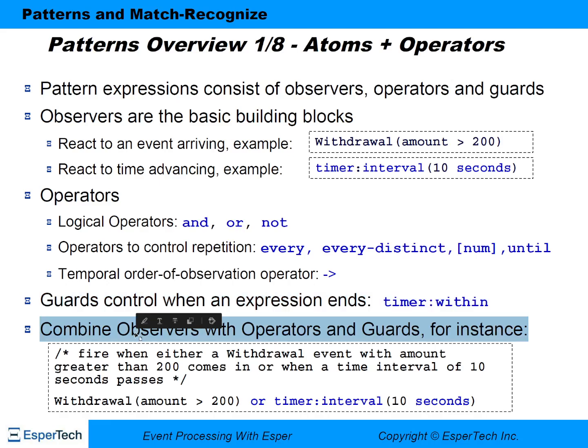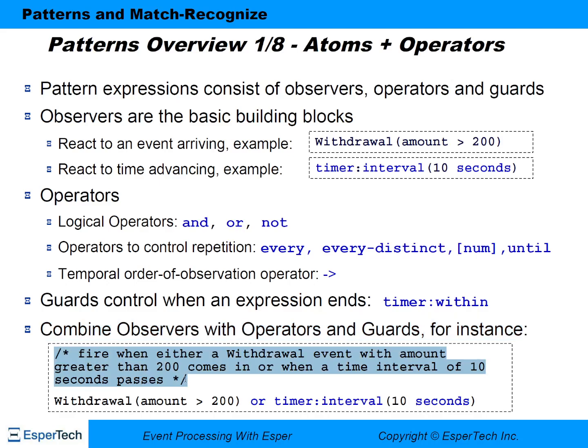Patterns combine observers with operators and guards. The pattern below is a pattern that matches when either a withdrawal event with amount greater than 200 comes in or when a time interval of 10 seconds passes. It reads, withdrawal amount greater than 200, or timer interval 10 seconds.